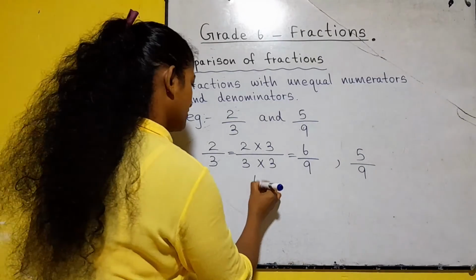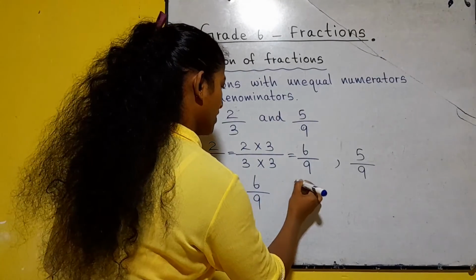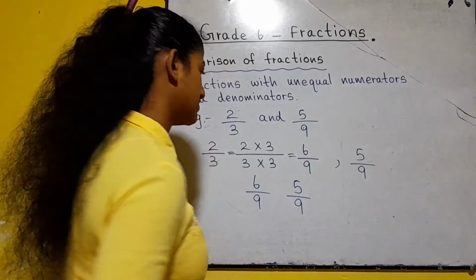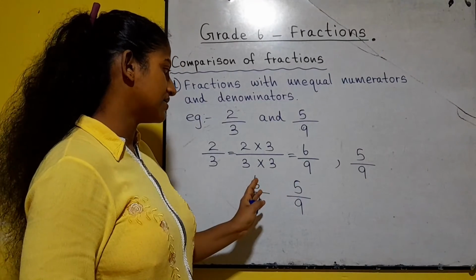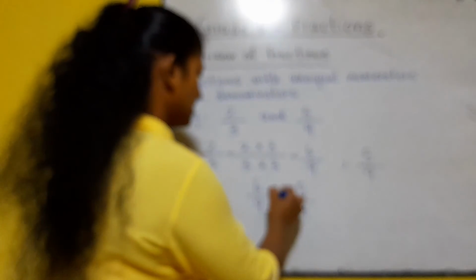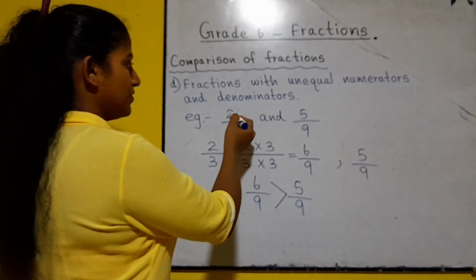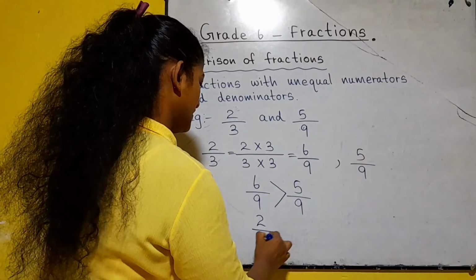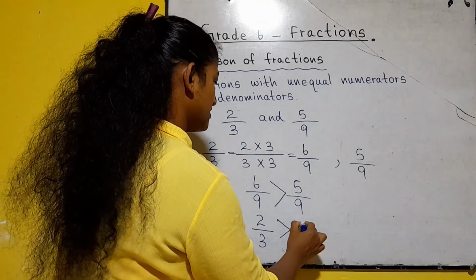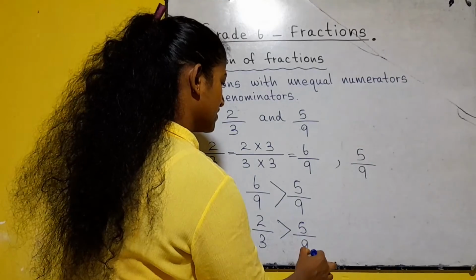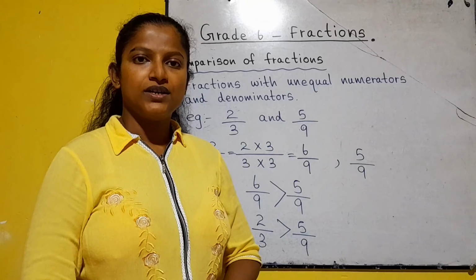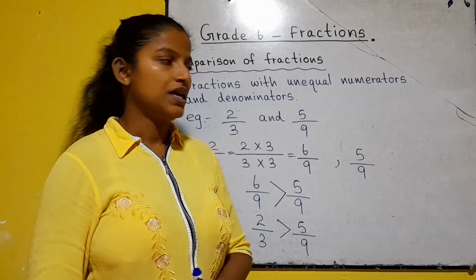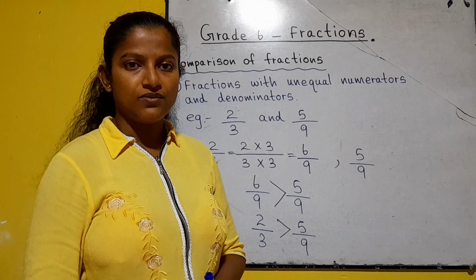Then out of 6 over 9 and 5 over 9, what is the greatest fraction? The two denominators are equal, then the numerators are 6 and 5. So the largest fraction here is 6 over 9. 6 over 9 is equal to 2 over 3. Then this is the greatest fraction here. So when comparing fractions with unequal numerators and denominators, we have to use the knowledge of equivalent fractions.